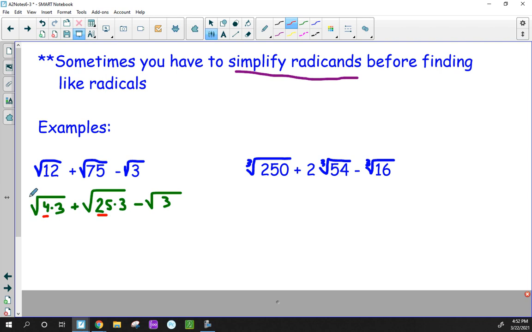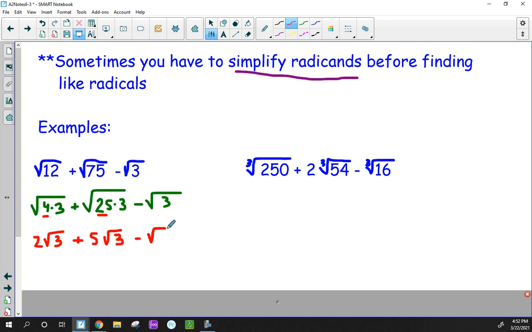So the square root of 4 becomes 2. Then you'll drop your square root of 3 down. You can simplify the square root of 25. The square root of 25 is just 5, so it comes outside. 3 stays underneath. Last, you drop your minus radical 3 down.